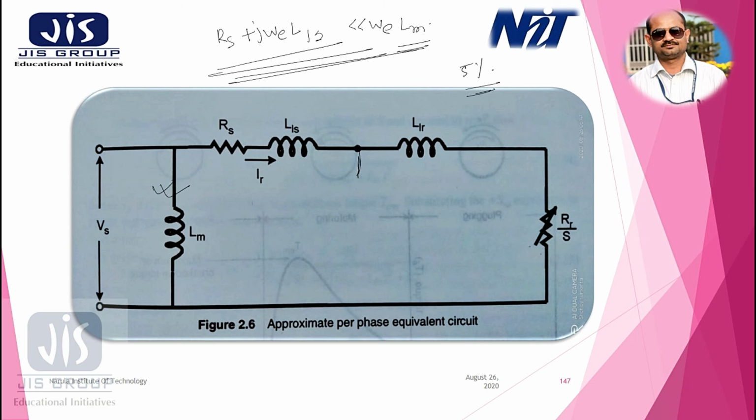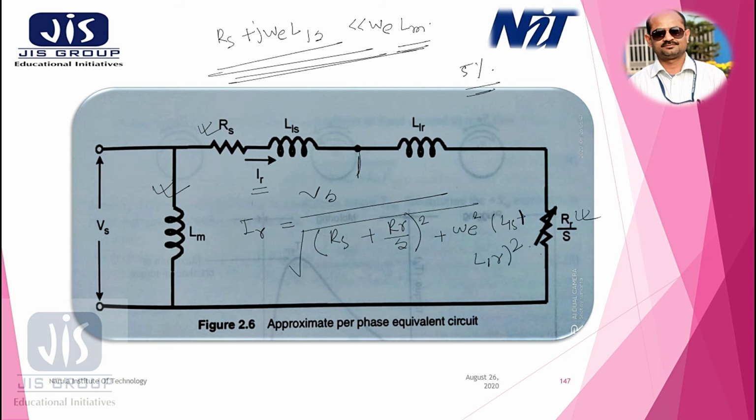So from this figure, what is my IR? My IR equals the voltage Vs divided by root over of square of the resistance Rs plus Rr by S, plus this is omega e Lls, this is omega e Llr. If we take omega e common, it will be omega e square into Lls plus Llr whole square. So this is my IR.